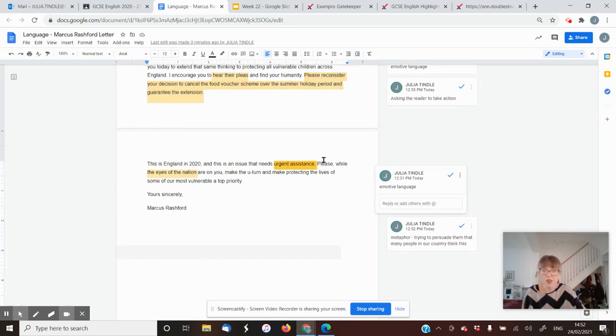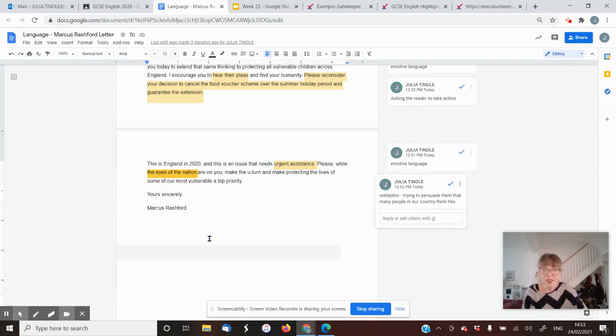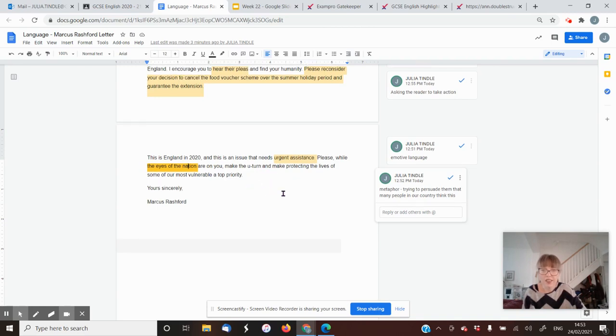Some more emotive language. This is an issue that needs urgent assistance. So putting that urgent in there gives that sense of urgency. Can't think of a better word. And then there's a little metaphor here at the end. Please, while the eyes of the nation are on you. So telling us that so many people out there all agree with him and that they should act because they represent us.